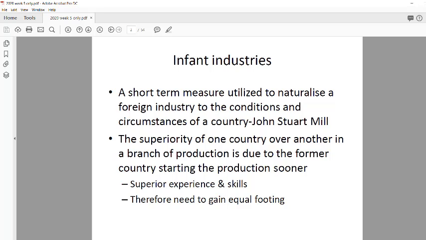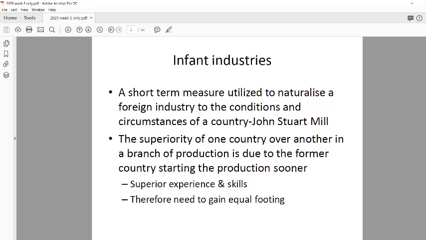Okay, so on to the topic: infant industries, protecting the infant industry. It's a short-term measure. It's only temporary in a sense, and you're trying to naturalize your industry against the foreign industry. So you want it to be able to handle the conditions and circumstances of the foreign industries, or in essence, the competition that they impose on your local industry.